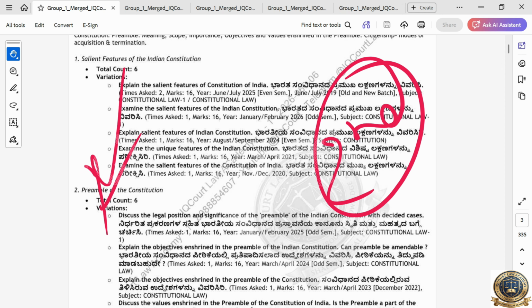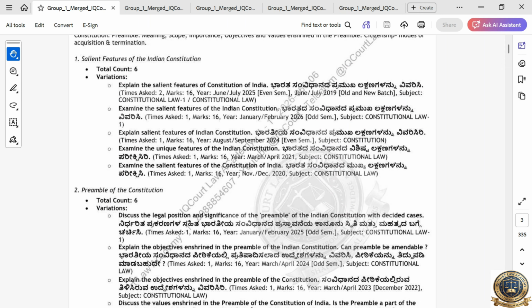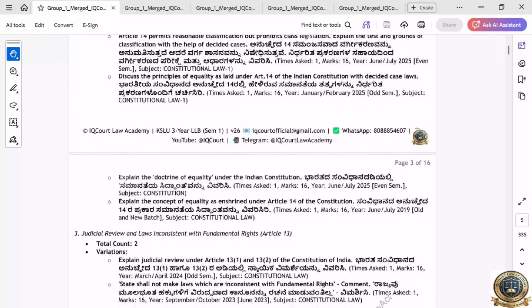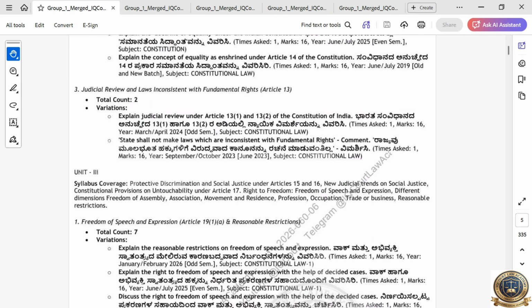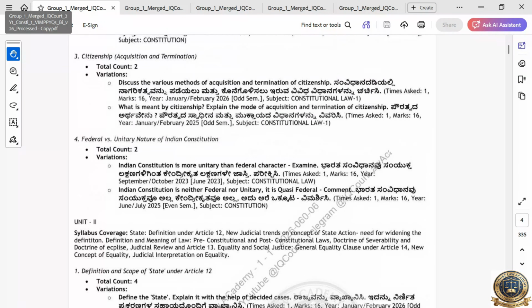If tomorrow you come and tell me whether you got the same questions or not, I'm telling you, you will get the same questions. Whatever we explained in our study material, you will get the same questions in the exam, the exact same questions. That is the beauty of IQCourt Academy.